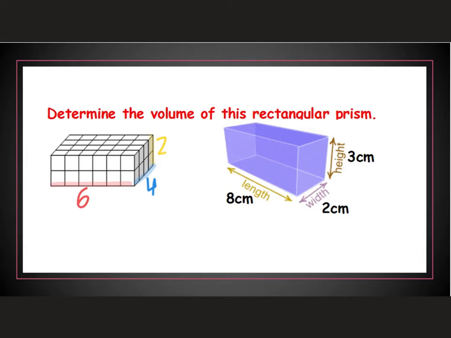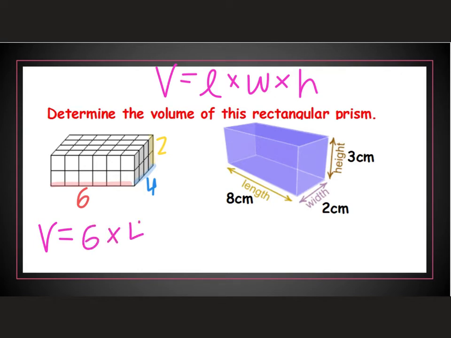Once I have those, now I can plug it into our formula. Remember, volume equals length times width times height. So we're taking all three of our numbers, putting volume equals length, 6, times width, 4, times height, which is 2. You can still use a calculator for this, but 6 times 4 is 24, times 2 is 48.